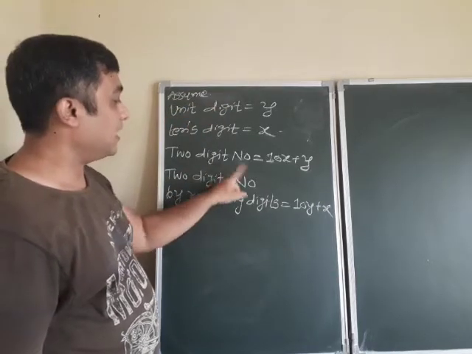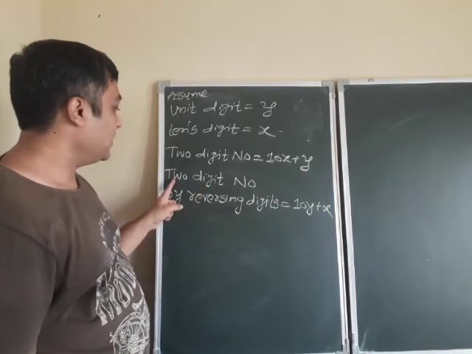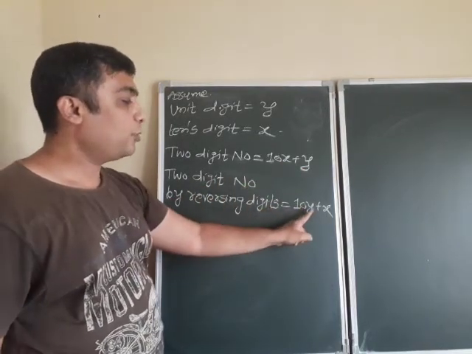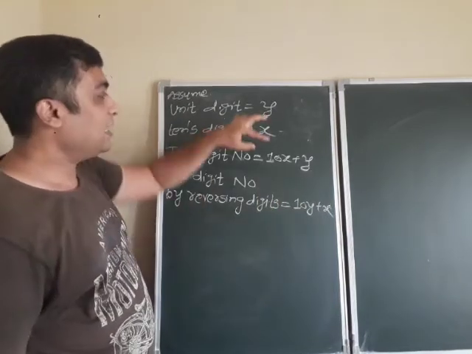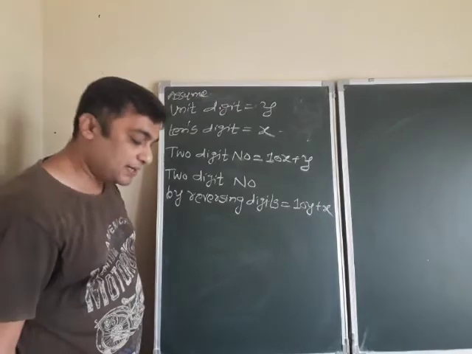Numbers के बारे में नहीं पता है. If they ask about the 2 digit number, go for 10x plus y. If they ask about 2 digit number obtained by reversing the digits, go for 10y plus x. Clear? If they ask about digits, go for x and y. So here read the statement carefully.